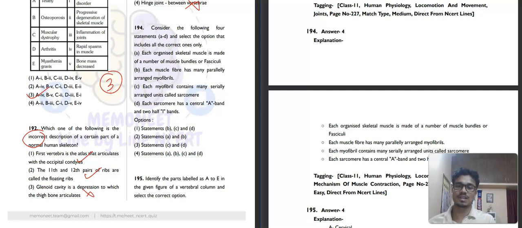It is saying that consider the following 4 statements A to D. Select the options that include all the correct ones only. Okay, all the correct ones.